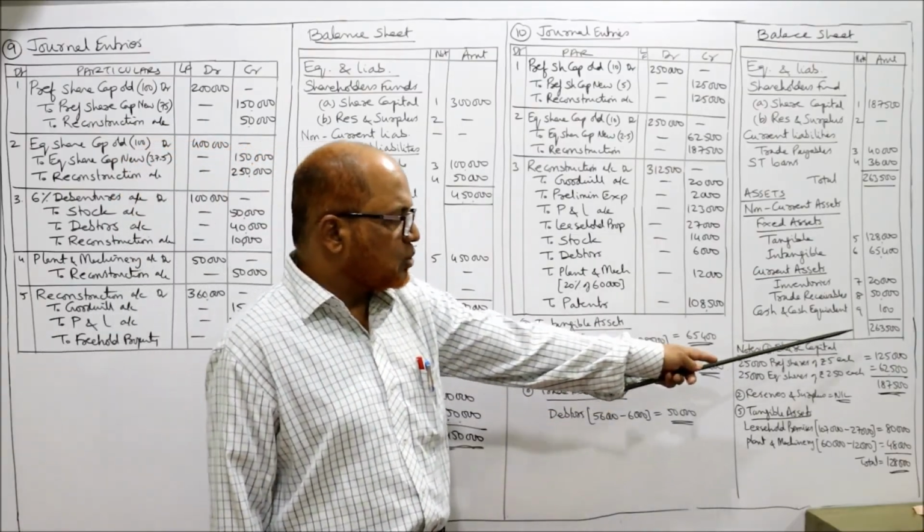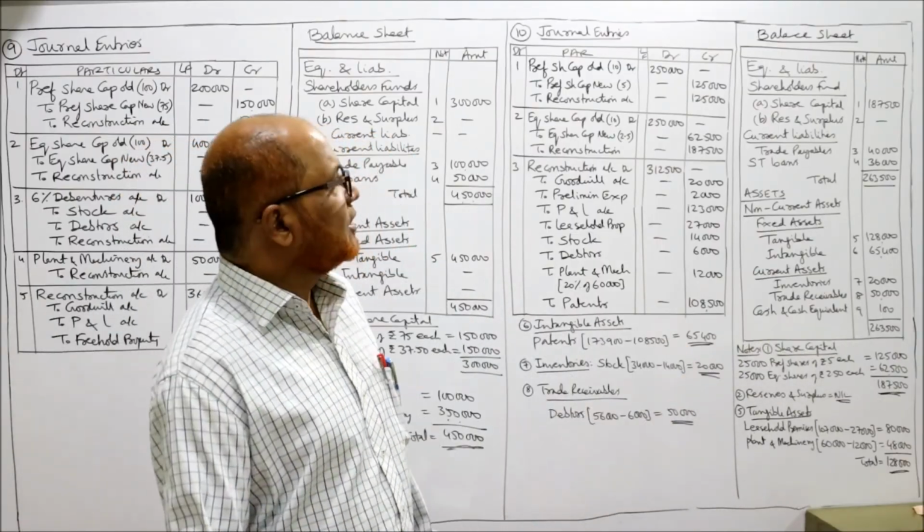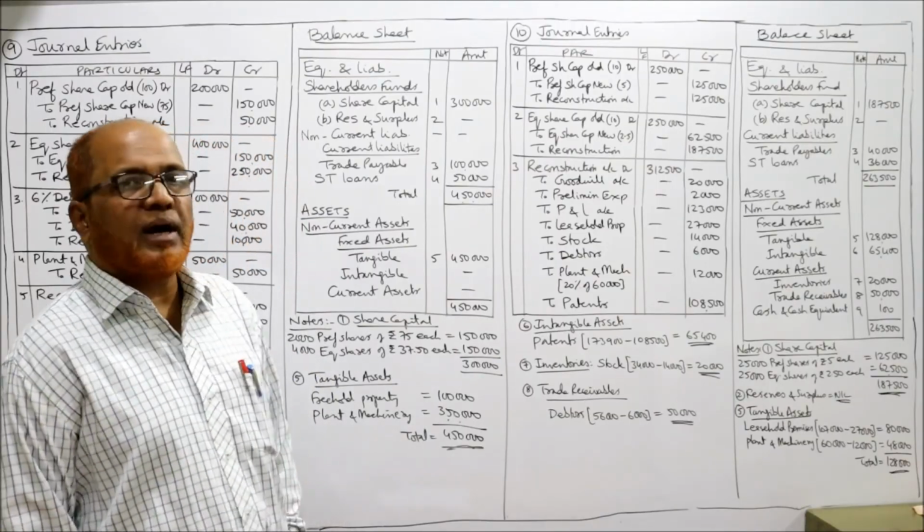So total of the balance sheet 2,63,500. So this is the end of problem number 10.